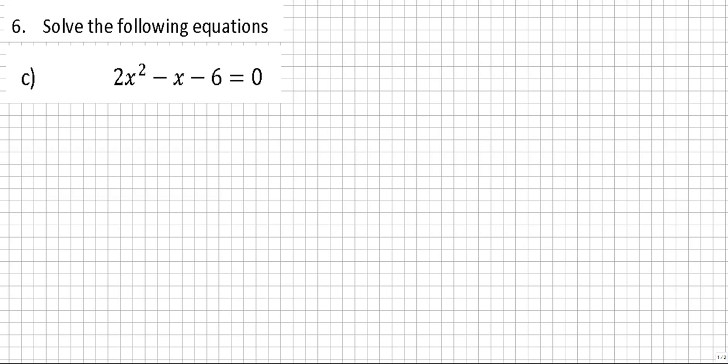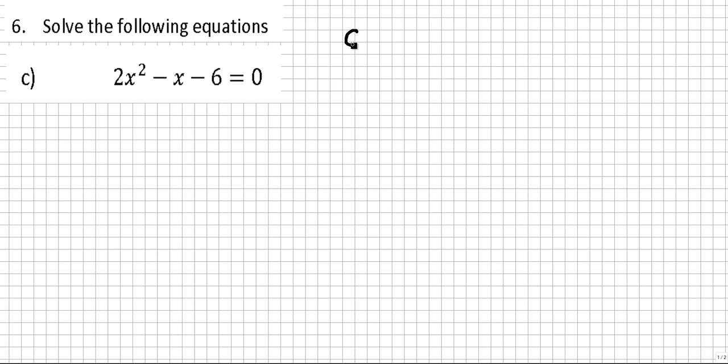Solve the following equations. So we have this equation: 2x^2 - x - 6 = 0. I'm going to first solve this equation with the quadratic formula, and then I'm going to do it with another strategy called completing the square, and then finally we're going to solve this equation using the calculator. So let's start with the quadratic formula.